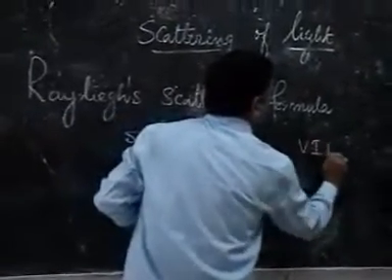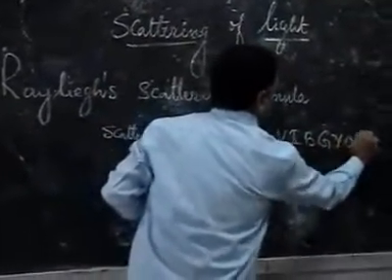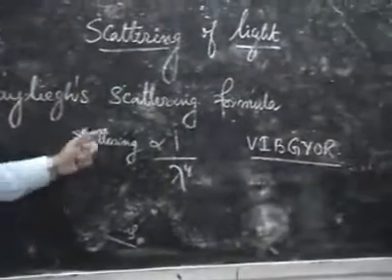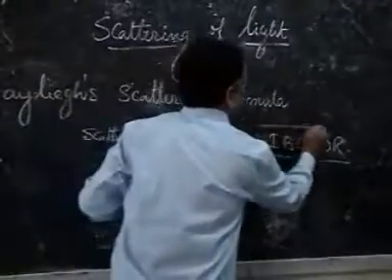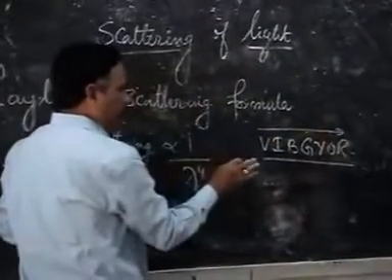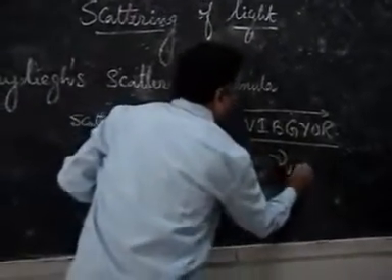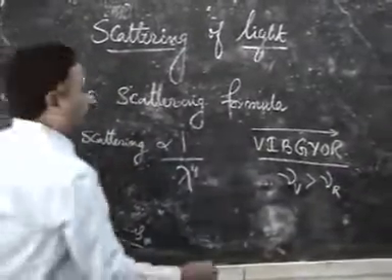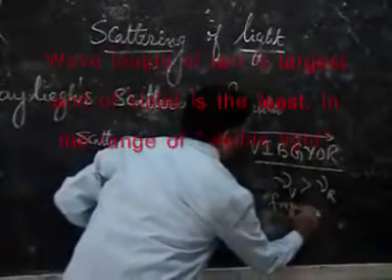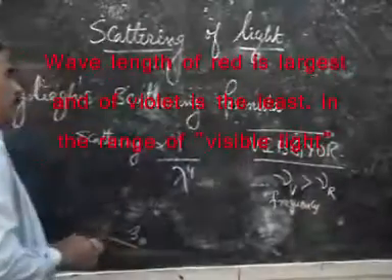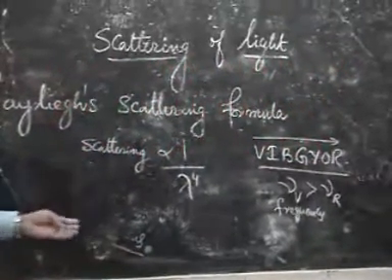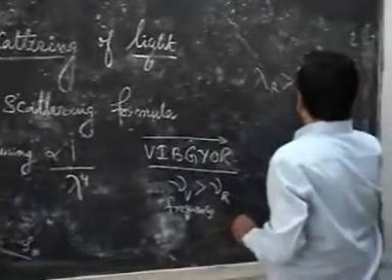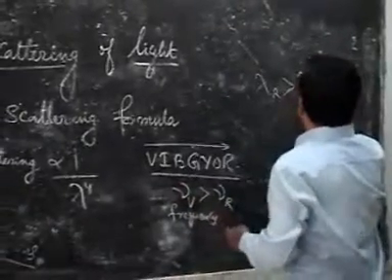Remember, visible light consists of the range from violet to red. If you go from violet to red, the frequency decreases. That is, the frequency of violet is far greater than the frequency of red. This nu stands for frequency. And if you talk about wavelength, the wavelength of red is much more than the wavelength of blue or violet.